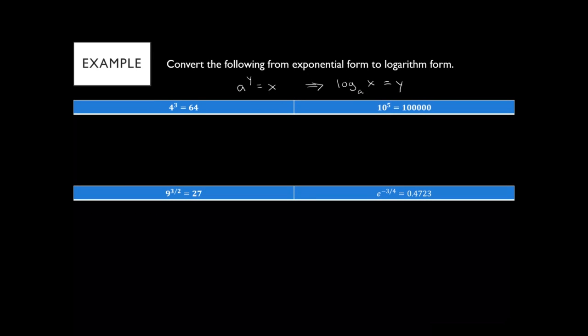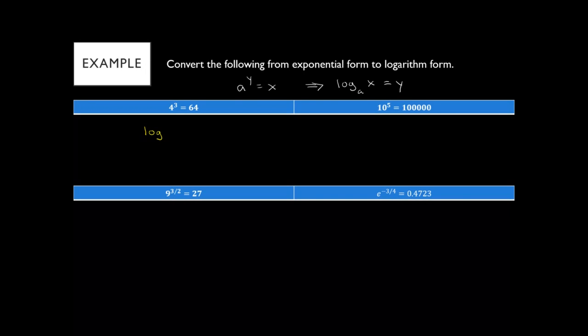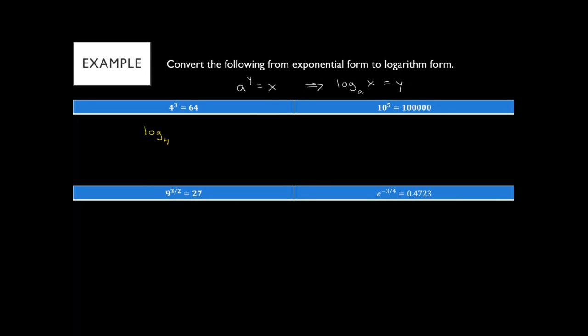So I have 4 to the third equals 64. Since 4 is under the exponent, that is the base. And then it's always equal to the exponent of 3. So that means 64 is what I'm taking the log of. So log base 4 of 64 equals 3 is equivalent to writing 4 to the third equals 64.